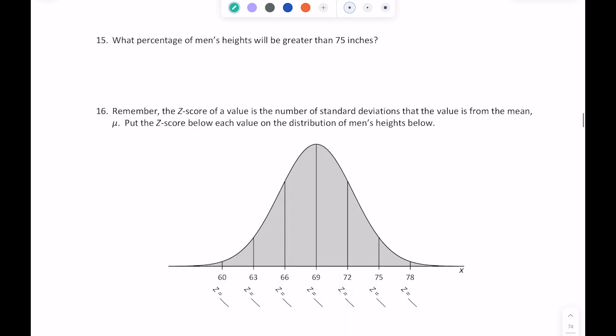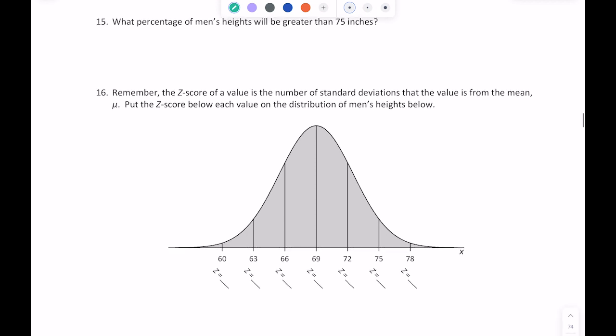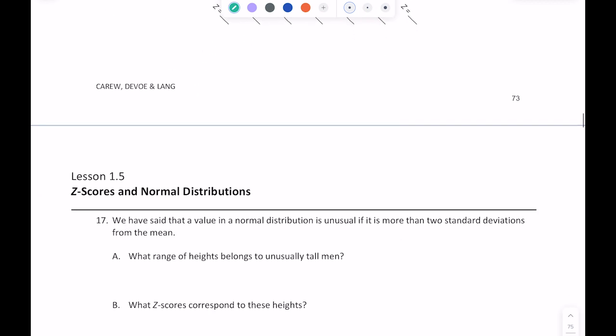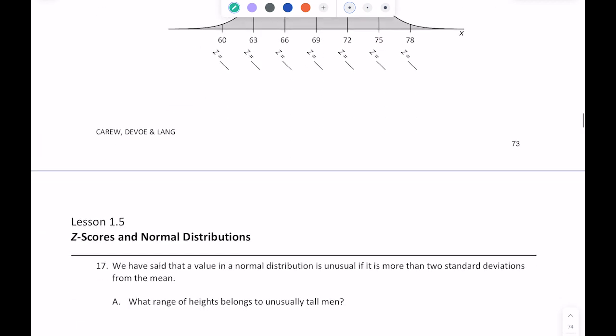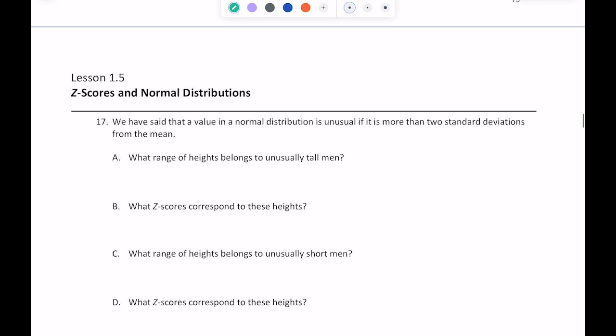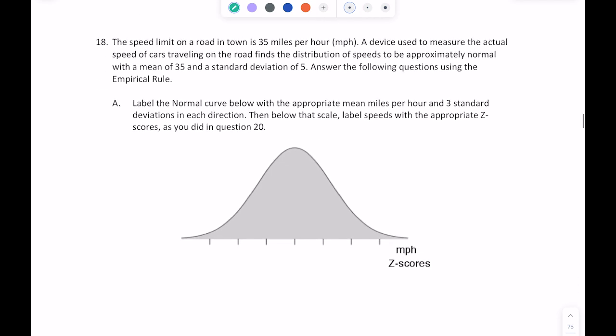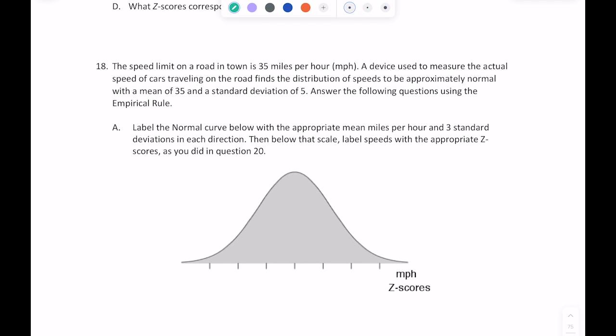Okay, I'm going to let you all try numbers 14 and 15. And we kind of already labeled the diagram there for number 16. So let's work out some other problems here. You all can answer number 17. Let's look at a new problem, number 18. You'll want to pause the video and read the problem and then unpause it when you're ready.